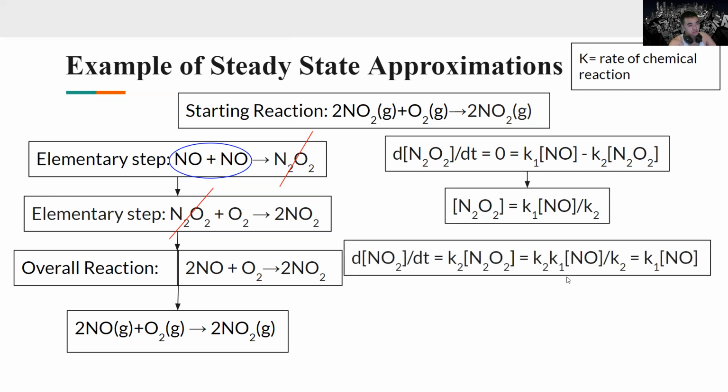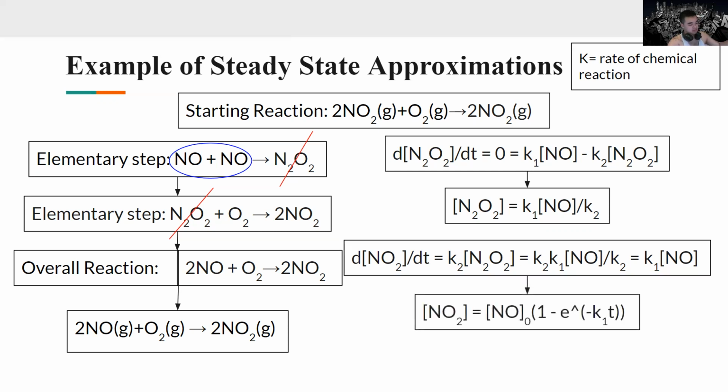And if we want to get NO2 in there, for the end product, we do this: d[NO2]/dt equals k2[N2O2], which equals k2 times k1[NO] divided by k2, which equals k1[NO]. And that gives us the final concentration of NO2, which equals the initial concentration of NO times 1 minus e raised to the negative k1 t.